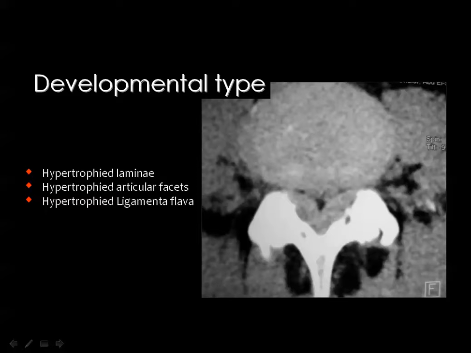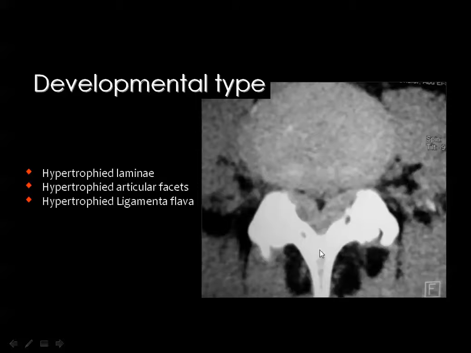The second type is known as the developmental spinal canal stenosis. In this type, if you measure the diameter of the spinal canal, it may be within normal. But if you look carefully inside the spinal canal, you can see that the thecal sac is markedly compressed and flattened because the spinal canal is narrow. And the cause of narrowing is threefold. Number one, the ligamenta flava, which are markedly hypertrophied; articular facets, which are hypertrophied; and short laminae.